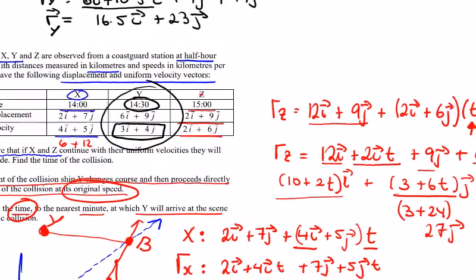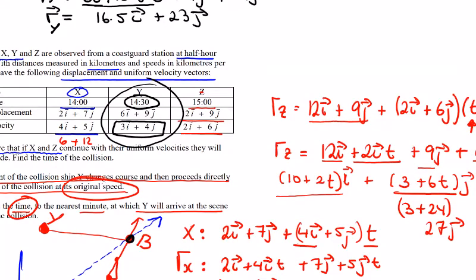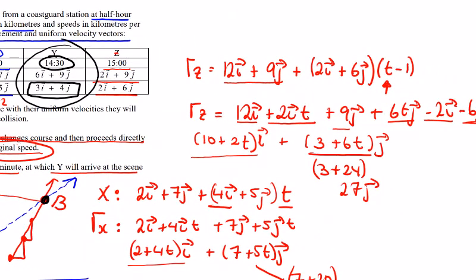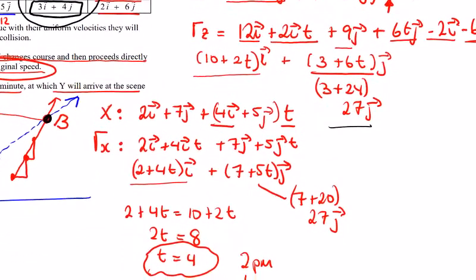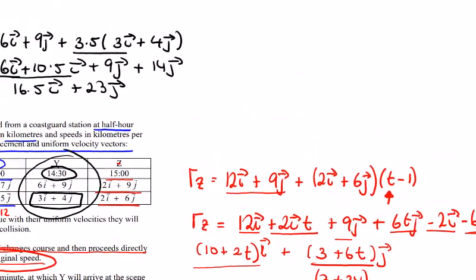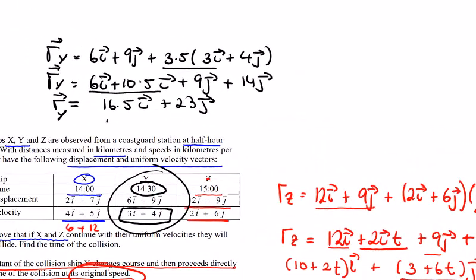So where did the crash occur? What was this position? We have two positions now. We can find the distance between them. It was 27 in the j. Did we actually even work out the i? We didn't work out the i. 2 plus 4t. t was equal to 4. So that's 18i here. So 18i plus 27j. So the crash is at 18i plus 27j.